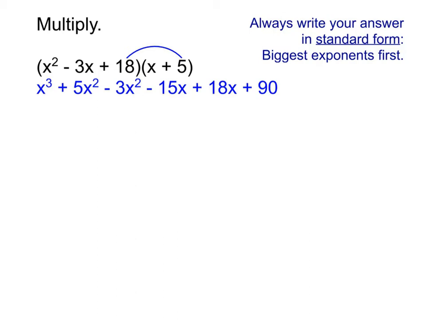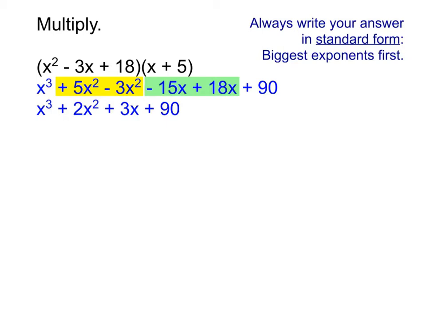Now once I've done this, I need to look to see what can be simplified. And yes, there are some like terms here. You'll notice that we have a couple x squareds, and we have a couple x's. I can go ahead and combine those. So for the x squareds, I'm going to do 5 minus 3. And for the x's, I'm going to do negative 15 plus 18. When you do that, you should get this as your final answer then.